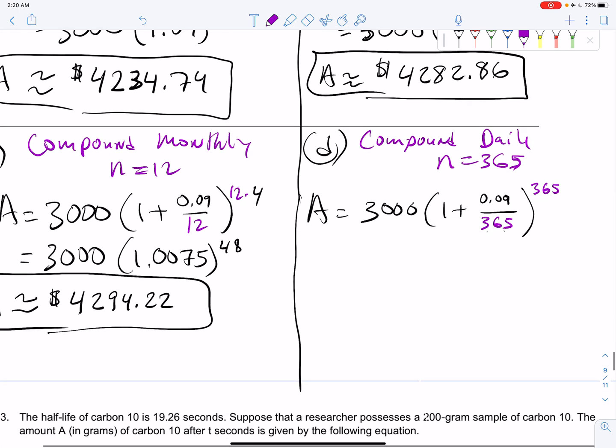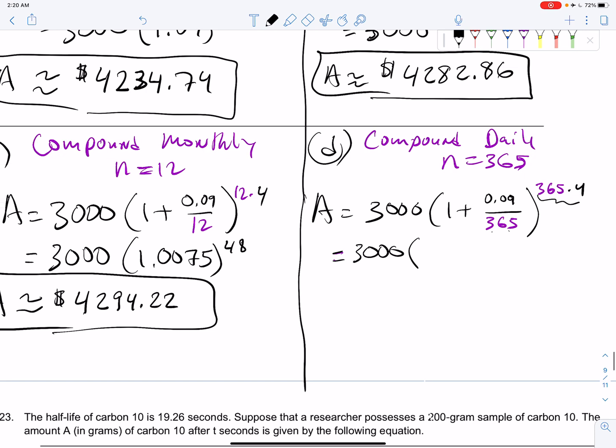Anyhow, we do the math on this last one. Since these numbers are getting tougher, I just want to give you a little more detail. This was times 4. So when you divide 0.09 by 365, add 1, and then raise it to this power, you should get a number that looks something like 1.000246575... It keeps on going, right?